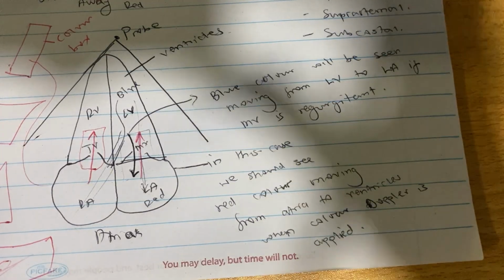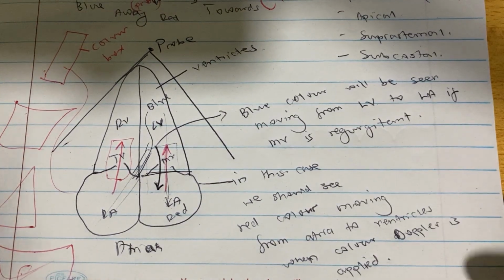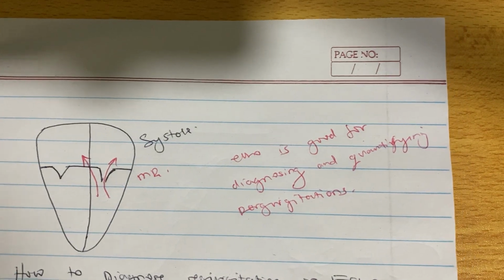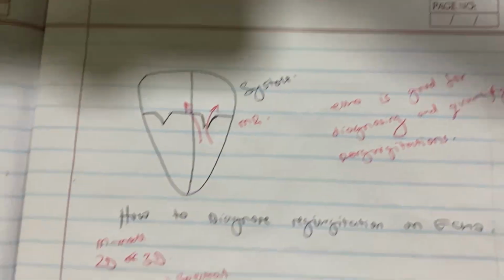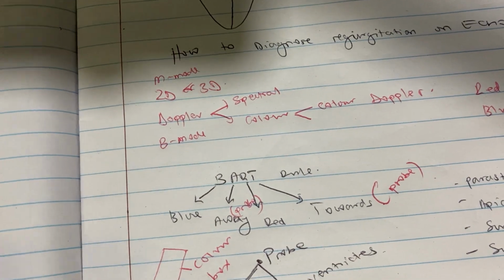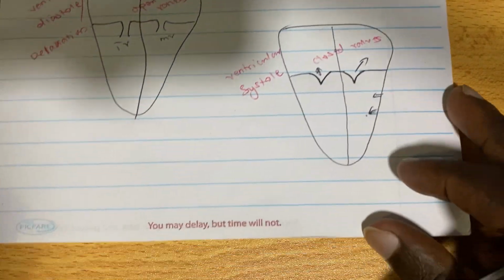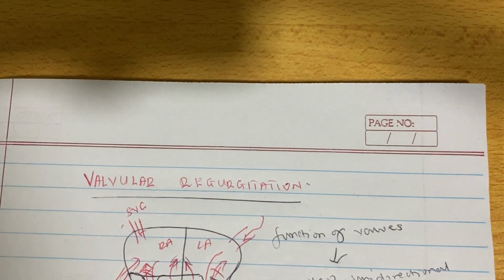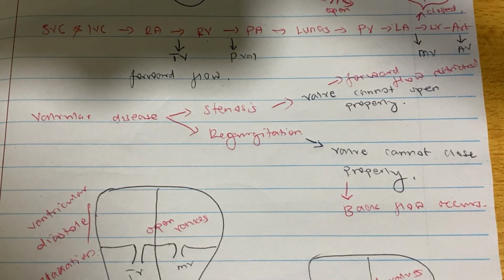Next video we shall talk more on regurgitation, and when I get time to go to the echo room, I'll show you live examples. For now, it is that one. You just have to go back and read the cardiac cycle properly, because most of the things I'm saying are cardiac cycle. And also go back and watch those videos on physiology and anatomy, because again, whatever I'm talking about is physiology and anatomy.